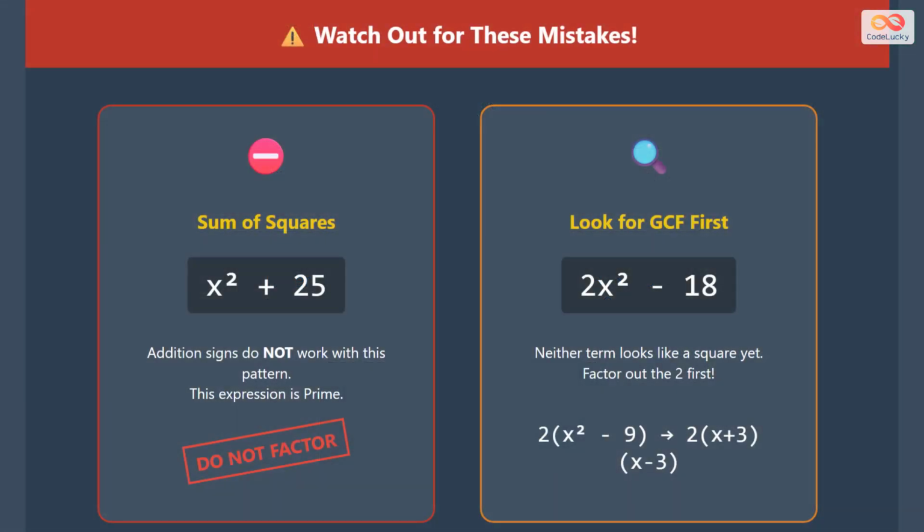Be careful of these common traps. First, sum of squares. If you see x squared plus 25, you cannot factor it using this method. It is prime. Second, always look for a greatest common factor first. In 2x squared minus 18, it doesn't look like a difference of squares yet. But if you factor out the 2, you reveal x squared minus 9, which can then be factored further.